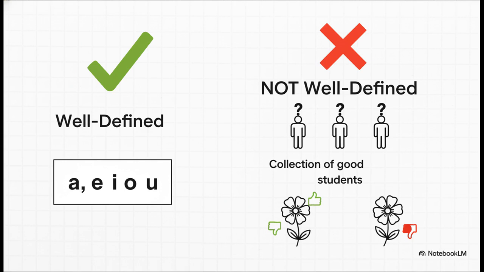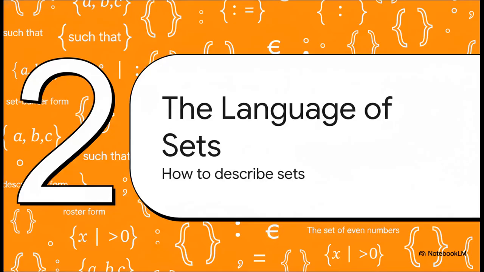No debate. But what about the collection of good students? Well, that is not a set. My idea of a good student might be totally different from yours. It's subjective. Same thing for beautiful flowers. There's just no clear rule. Okay, so we know what a set is. Let's move on to section 2.